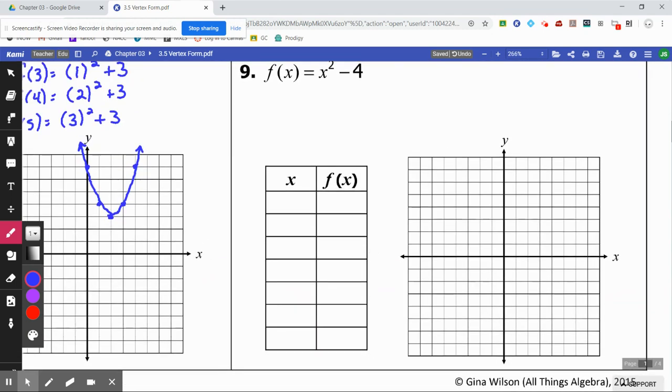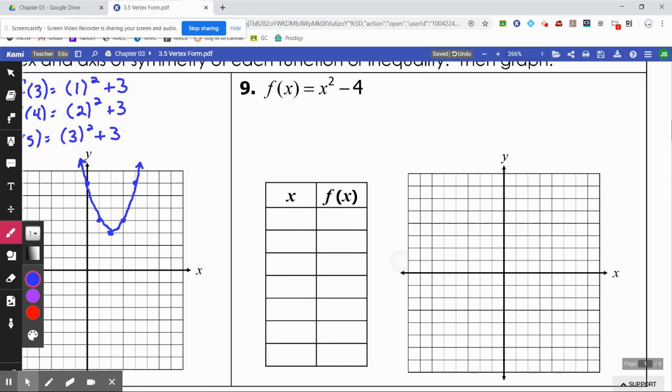Now, this one doesn't look like it's in vertex form. However, it is. The reason being is because inside that parentheses with the x, there's nothing. So if you want to think of it like this, it gets moved left or right 0, and then this minus 4 would move it down 4. Your vertex is 0, negative 4. Okay, so that's where we're going to start. 0, negative 4 is your vertex.